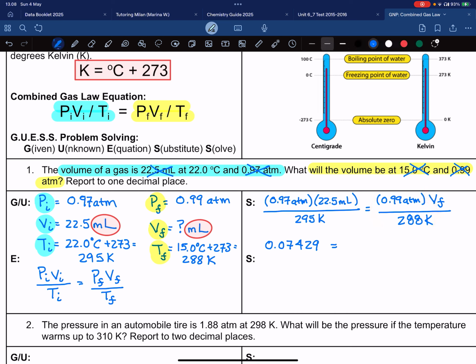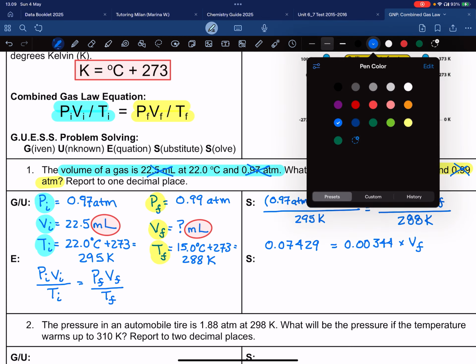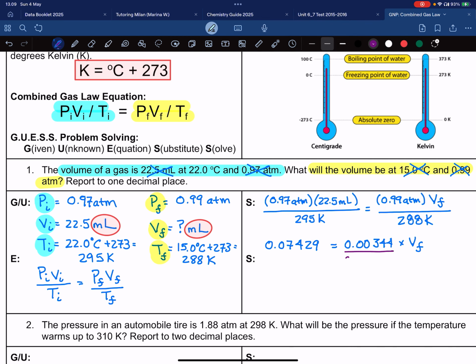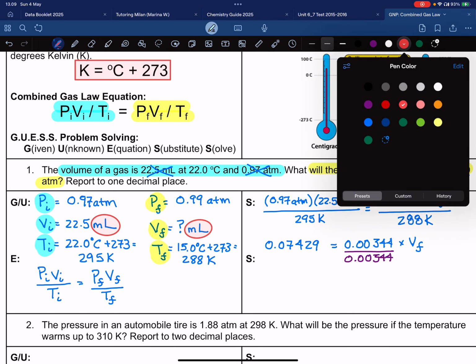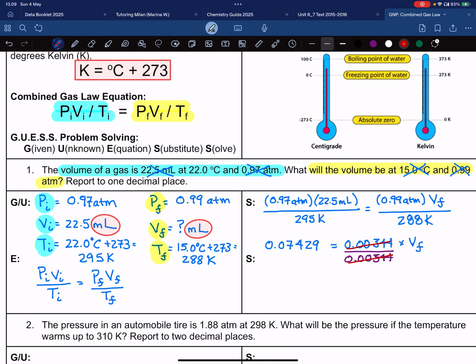And when I do that, I'm going to get 0.00344 times VF. All right, now, algebra tells us that if I want to know what this is, I need to get rid of that. The way that you get rid of that is I divide both sides by 0.00344, and those will cancel, of course, and leave me as 1.